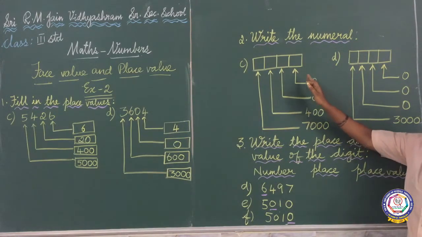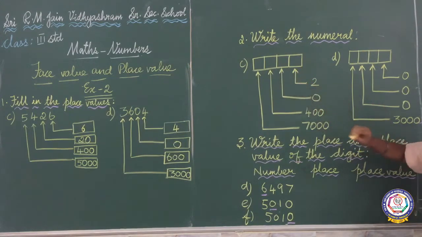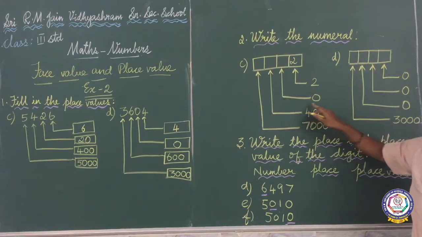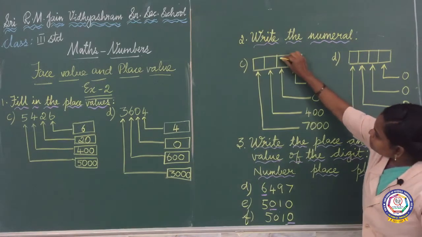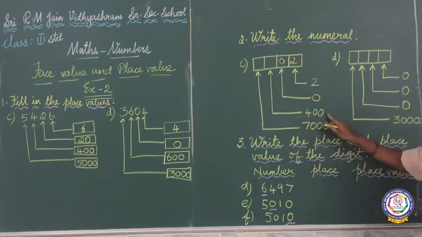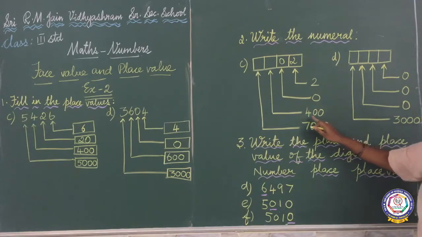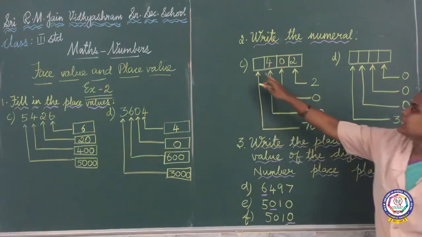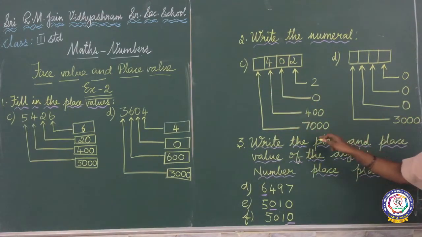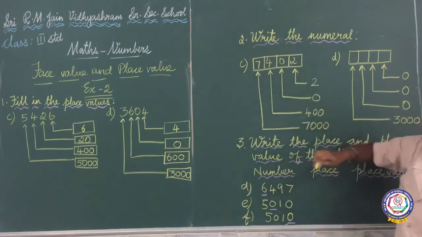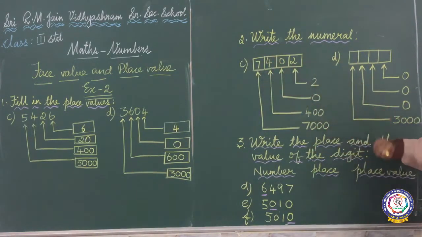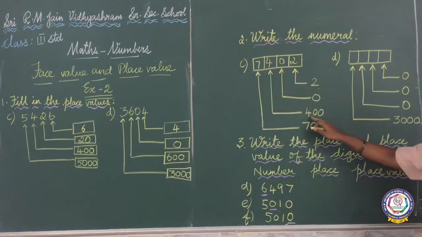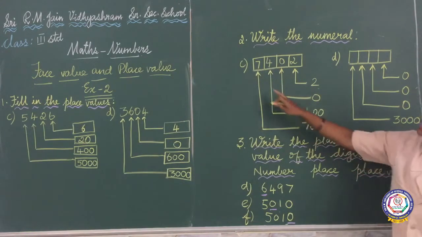Here in the ones place they have given 2, so you write 2 ones equal to 2. In the tens place they have given 0, so you write 0. In the hundreds place they have given 400, so you write 4 in the hundreds place. In the thousands place they have given 7000, so you write 7. So the number is 7402: ones place 2, tens place 0, hundreds place 4, thousands place 7.